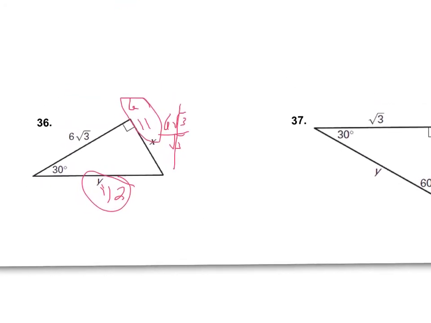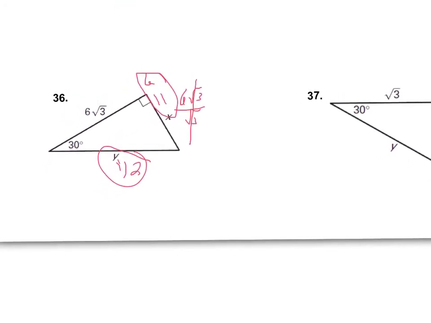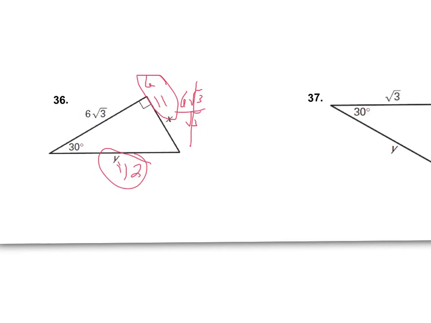Now, these are right triangles. So if you're ever thinking, oh, I don't know if I did it right or not, you can always plug it into the Pythagorean theorem and check it. You could do 6 radical 3 squared plus 6 squared equals 12 squared. Use a calculator to help you, and that's just one way to check your work to see if you're doing it right.